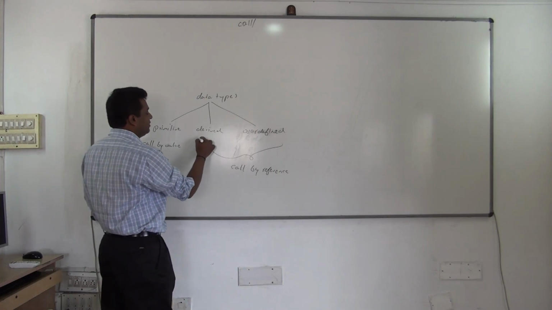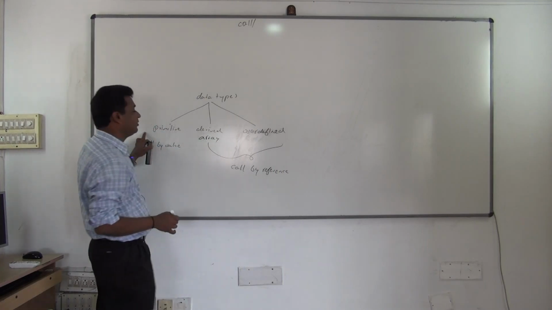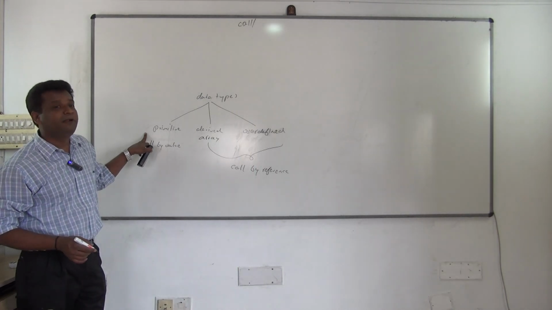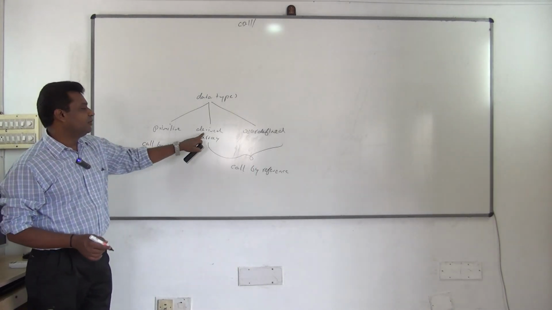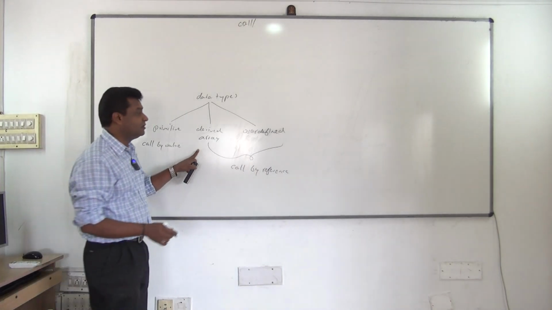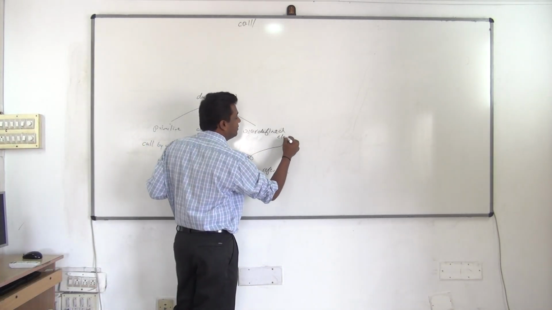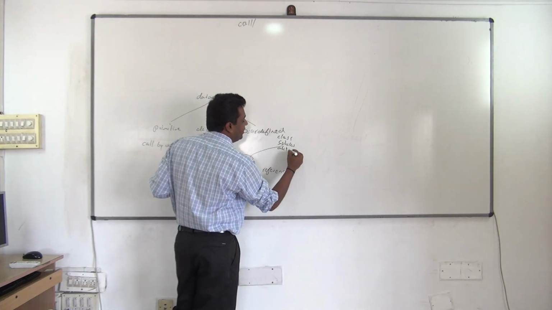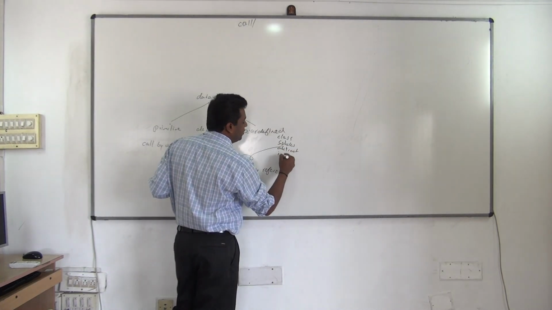Example for derived is what? Array. Example for primitives, you know, no? Byte, short, int, float, long, all the primitives, call by value. For derived, array, call by reference. For user defined, which are the examples? Class, subclass, abstract class, interface. For all this it will be what?